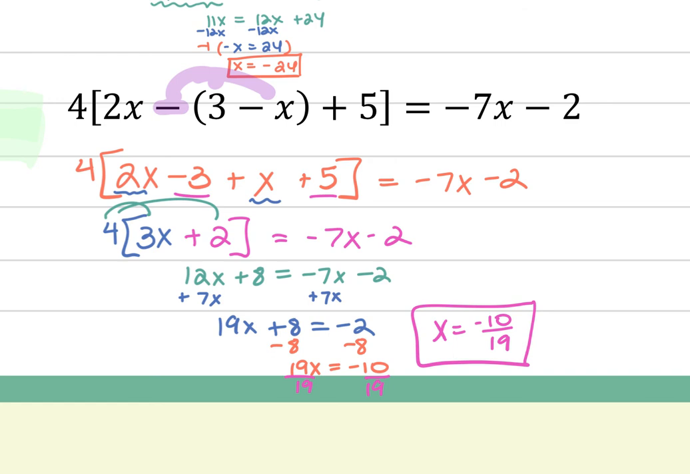Sometimes your answers are going to be weird. It's okay. Again, leave them as fractions. Don't try to convert that into a decimal unless it said something about rounding the answer to the nearest something. Still good?